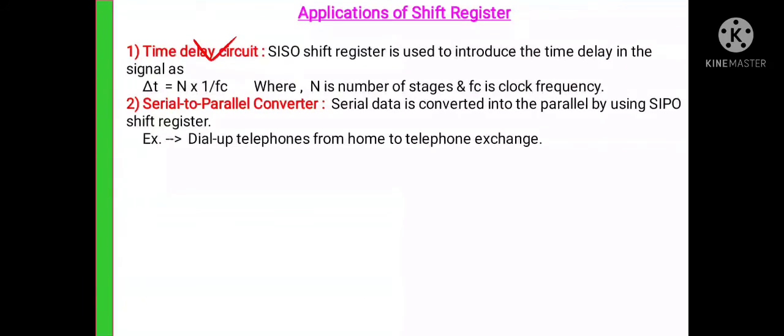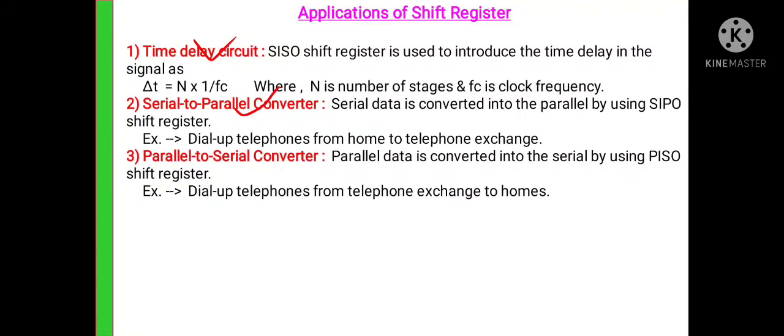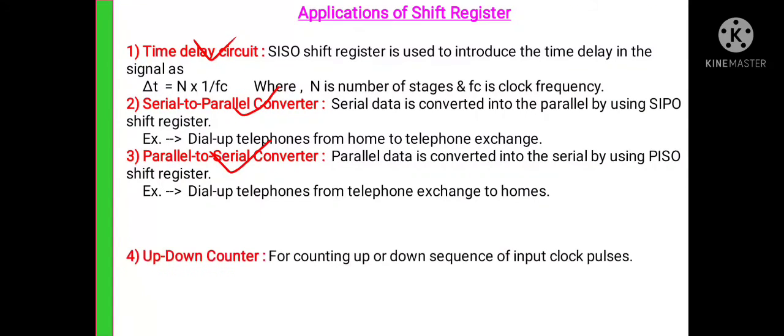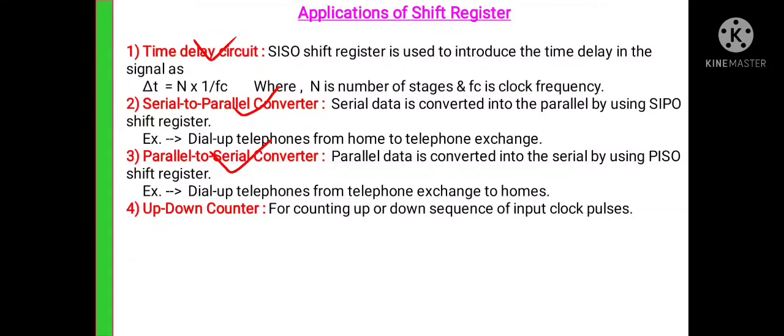These shift registers are also used for serial to parallel conversion. Next, they are also used to convert parallel data into serial mode, that means they are used as parallel to serial converters. Next, they are also used as up-down counters. These counters are used for counting up or down a sequence of input clock pulses.